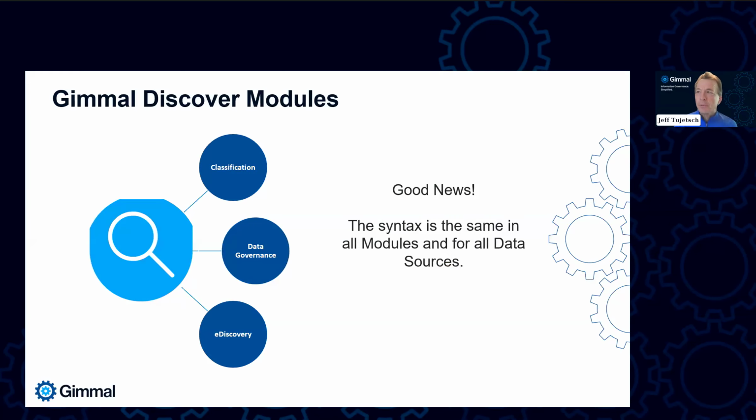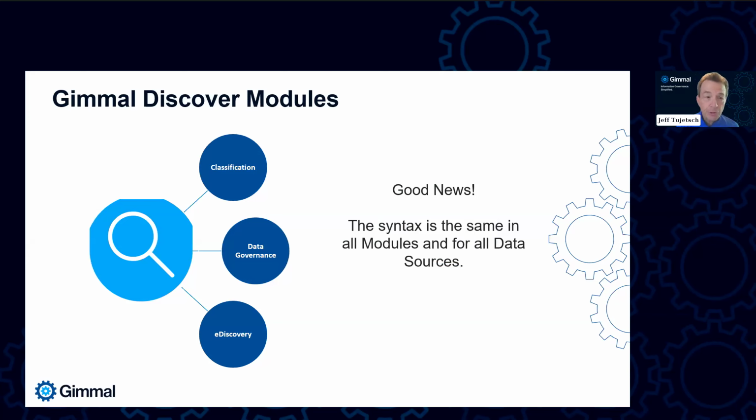So first, let's talk about the Gimmal Discover modules where you can perform any kind of searching. It's not just e-discovery. You can also do searching in both classification and data governance. And then obviously in classification, you would classify the data item. In data governance, you could report and/or remediate on it. With e-discovery, of course, you're finding it like you would with a legal search.